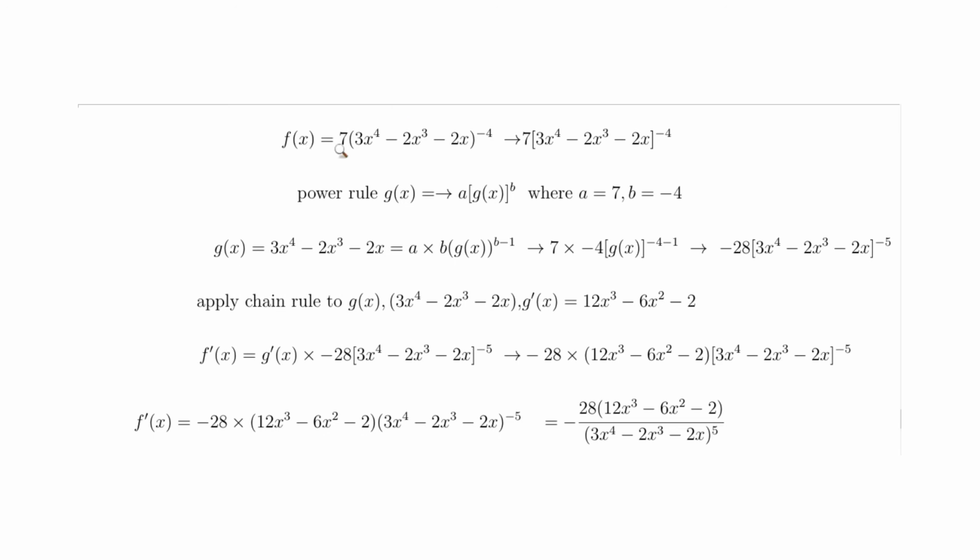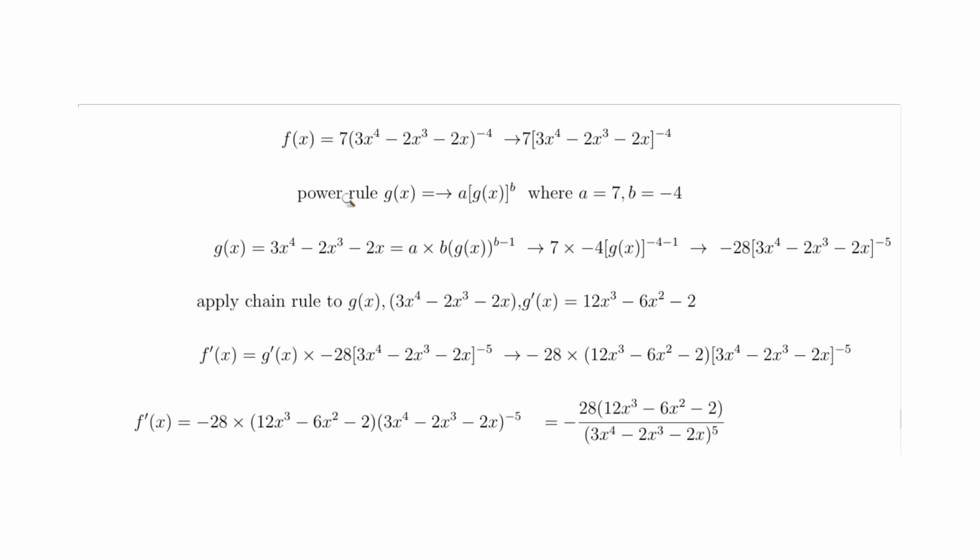So this time we've got 7 times (3x⁴ - 2x³ - 2x) all to the power of -4. So if we want to set that up ready to apply the power rule, we'll leave this 7 out front and the -4, and leave this function in the middle. I've set it up with nice square brackets so it's easy to distinguish. So using our power rule, where a is the 7 and b is the -4.